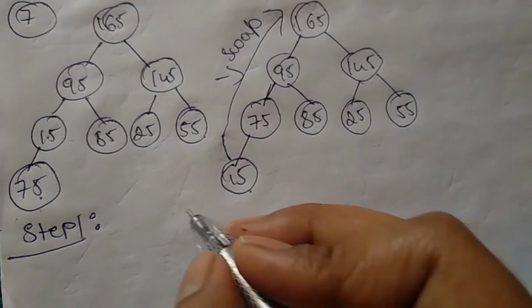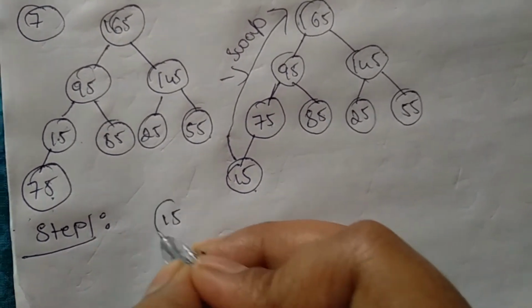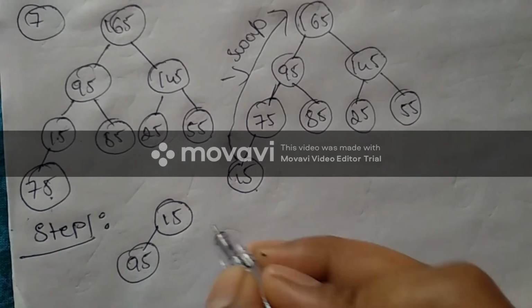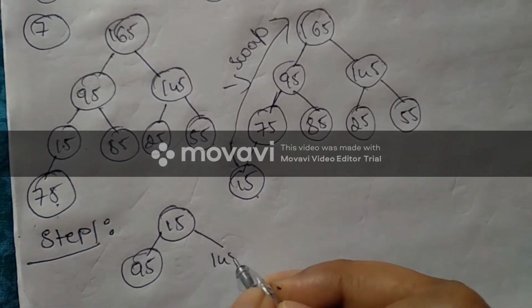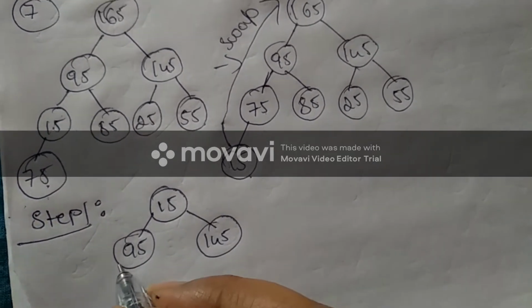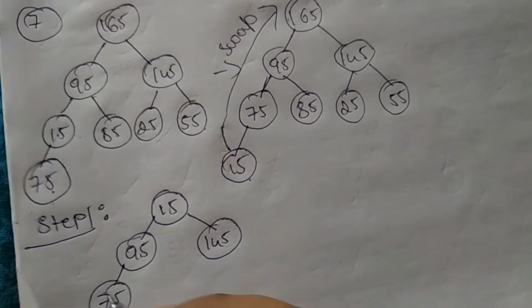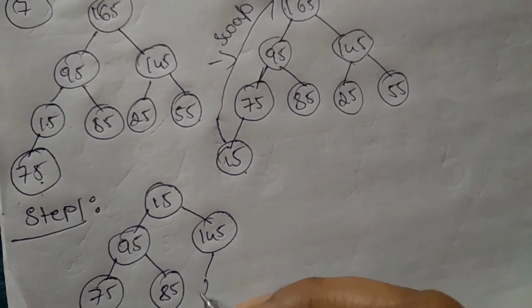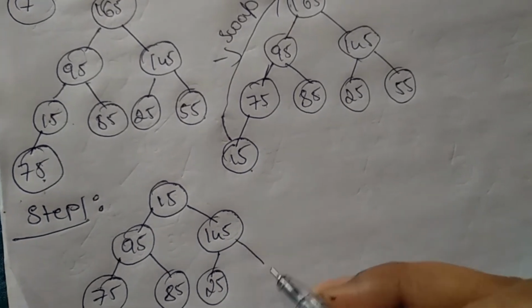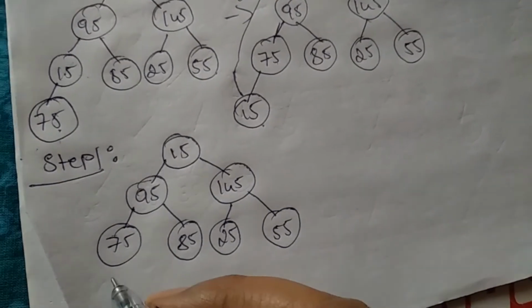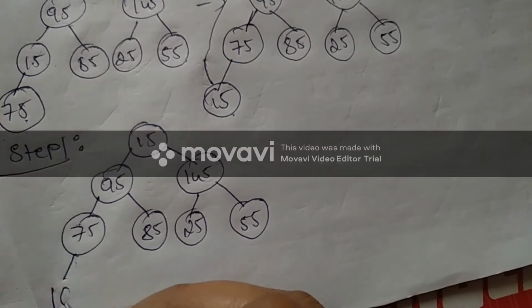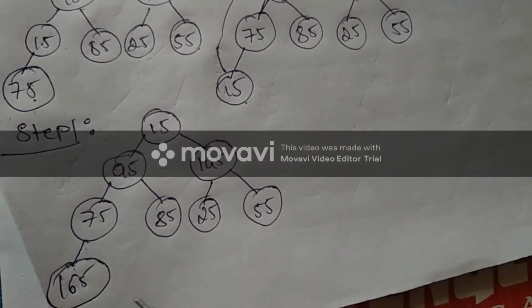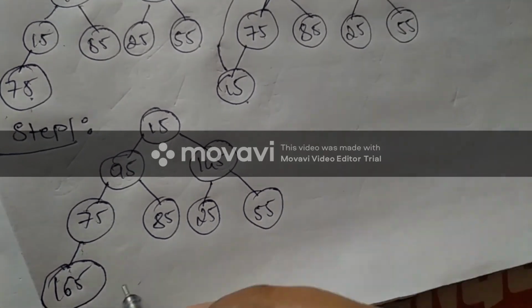I'm swapping 15 and 165. I'll take 15 over here, then all other nodes as they are: 95, 145, then 75, 85, 25, 55. In place of 15, I'll write 165. I have swapped. Okay. Next, what you have to do?